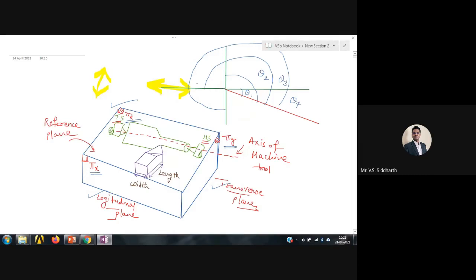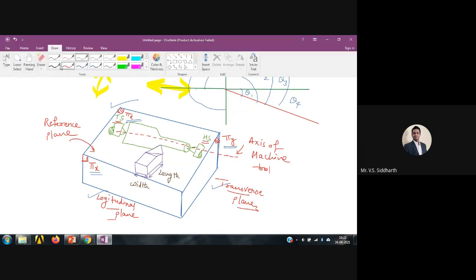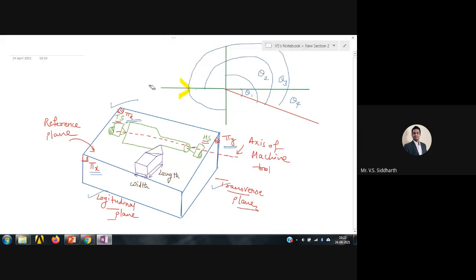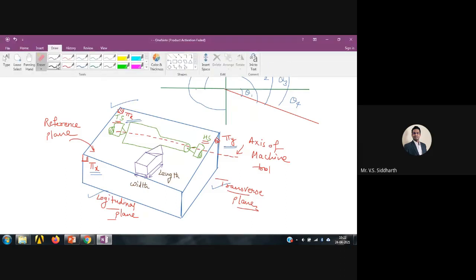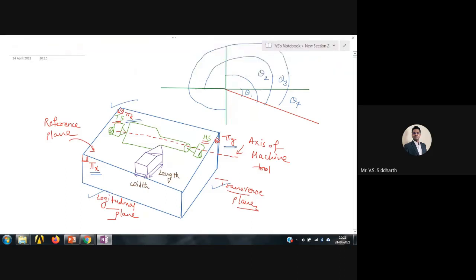Okay, clear? And one more thing, that we have taken reference here, different lines, and we have taken the angle. So whenever you represent an angle, you need 2 entities. One entity is with respect to which line you are measuring the angle, and in which plane you are measuring the angle.